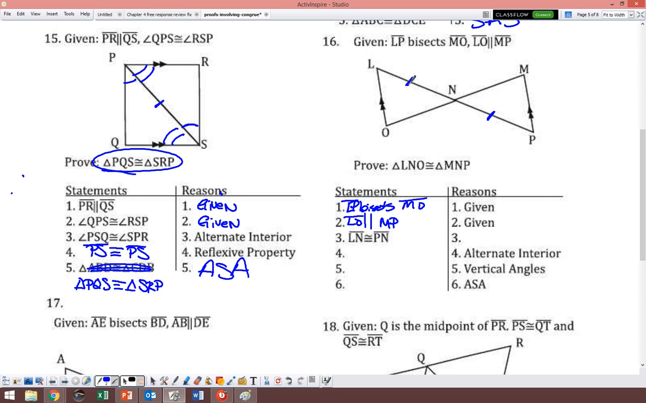Okay. So it says MO. All right, so bisects MO. Is that backwards? Uh-oh. It is. That one's actually wrong. So, because it's given that, MO is being cut into 2 equal parts. So it's supposed to be this one here and this one here. So this is ON and NM.